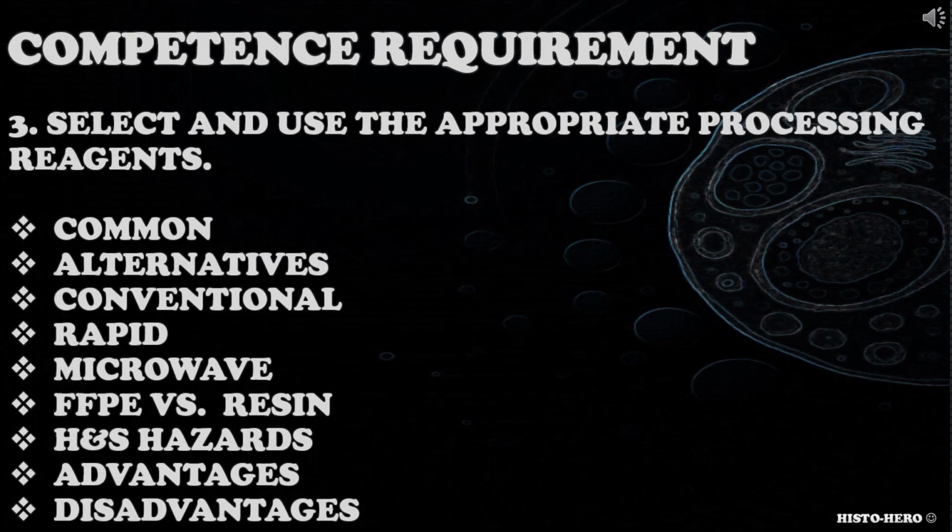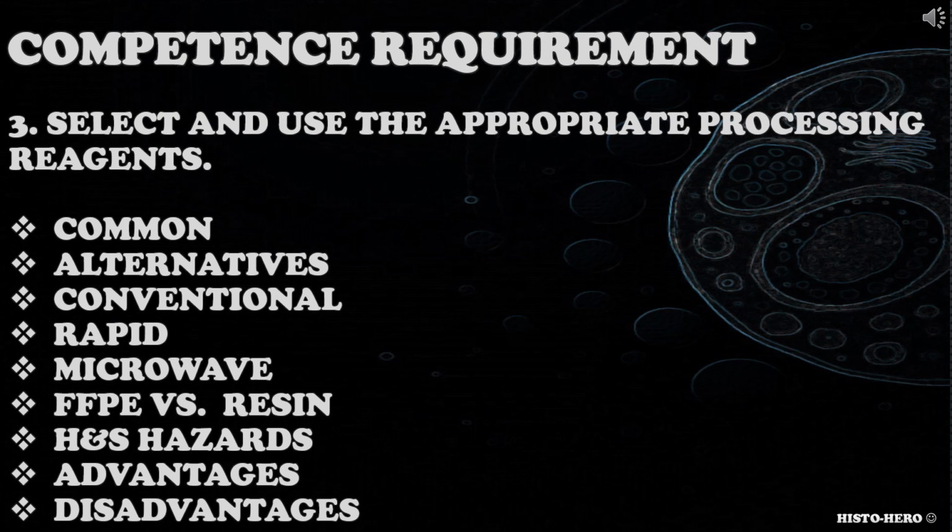The third competence requirement is select and use the appropriate processing reagents. Candidates should be able to select and use appropriate processing reagents. What processing reagents does the candidate use in your lab? Can they select the correct processing reagent? Do they understand why they are selecting and using those reagents? Does the candidate know what those reagents do during processing? Do they know what could happen if processing reagents were selected or used incorrectly?